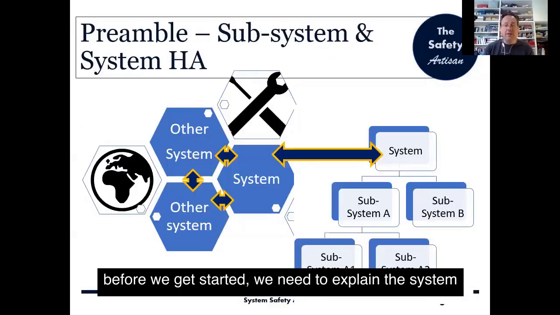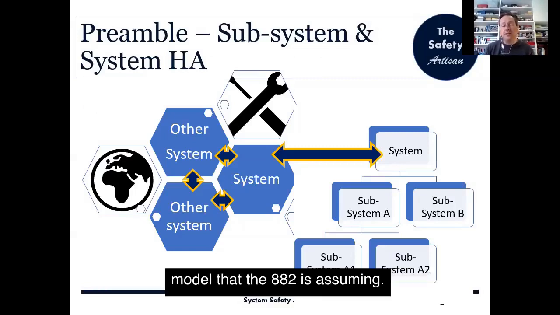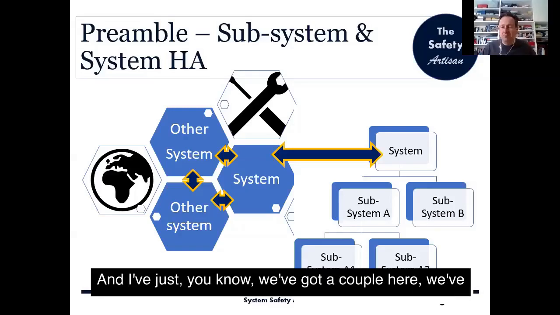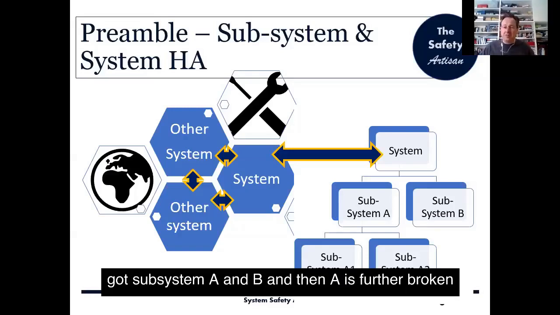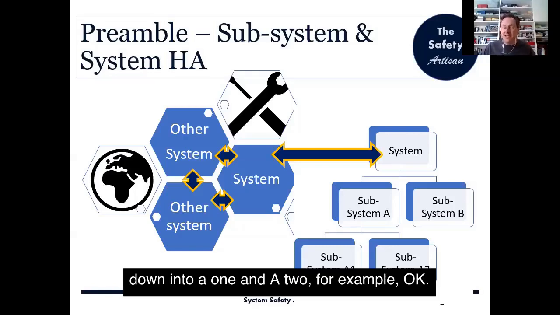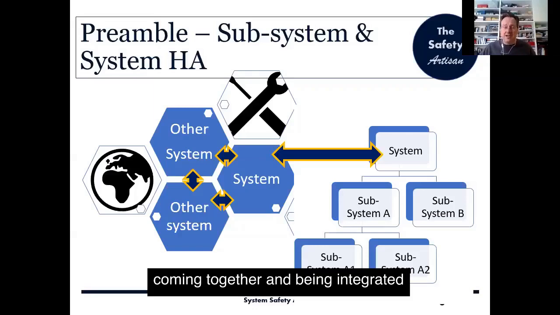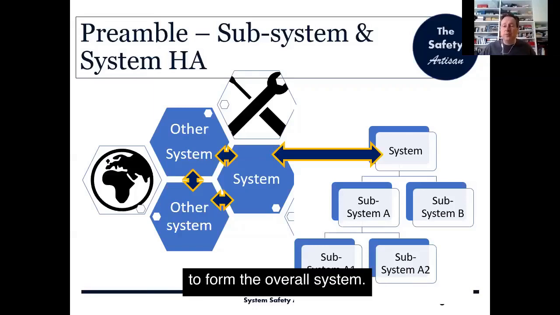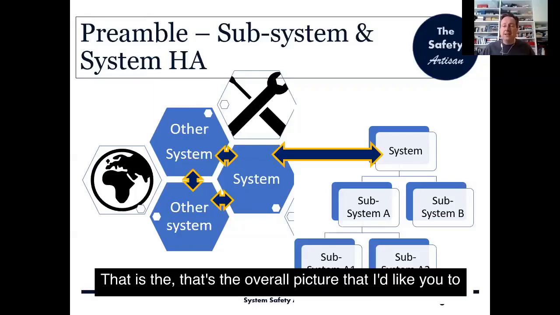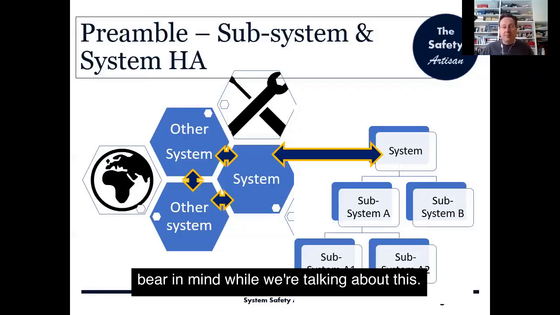Before we get started, we need to explain the system model that the 882 is assuming. So we're using the system to do something, whatever it might be. We've got a couple here. We've got subsystem A and B, and then A is further broken down into A1 and A2, for example. So there's some sort of hierarchy of subsystems that is coming together and being integrated to form the overall system. That's the overall picture that I'd like you to bear in mind while we're talking about this.